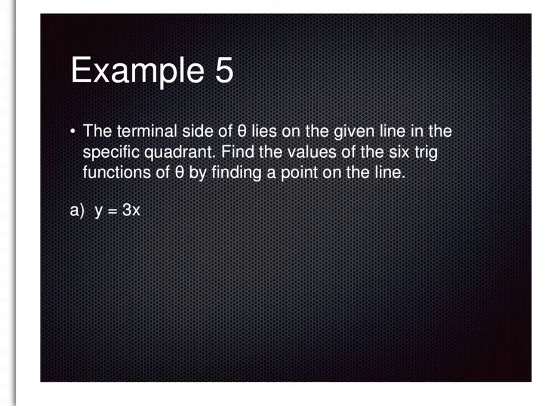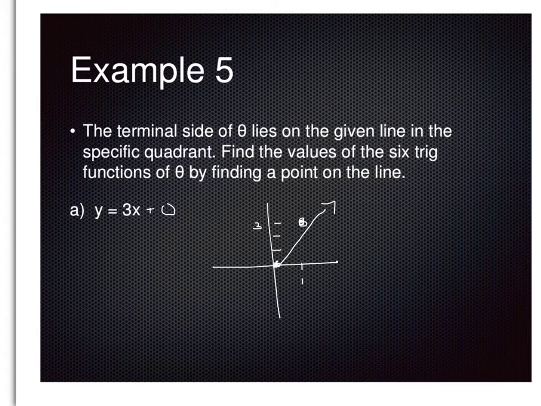Alright, example number 5, the terminal side of theta lies on the given line in the specific quadrant. Find the values of the 6 trig functions of theta by finding a point on the line. Okay, let's graph it. We begin at the origin because that's where the y-intercept is. Remember, it's y equals mx plus b. There's no b there, so that's plus 0. Our slope is 3 over 1, so I'm going to go up 3 units over 1 unit.